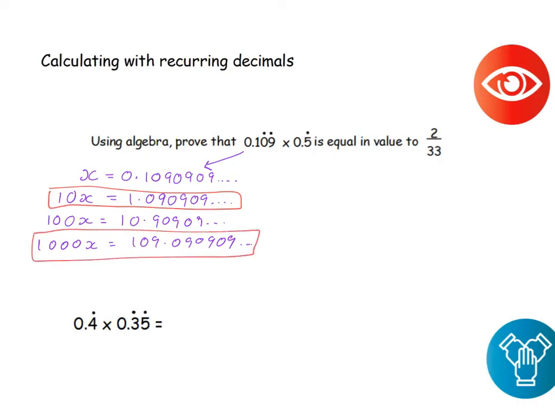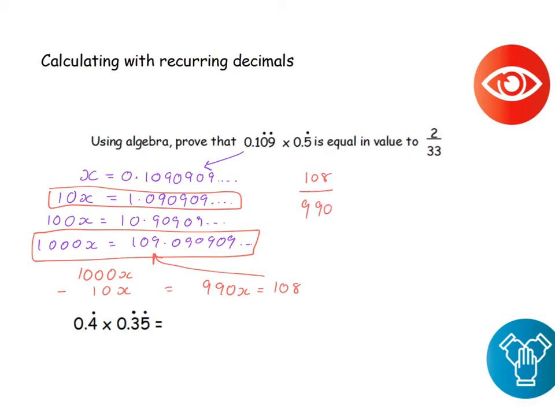So we're going to subtract those. That's going to give me 990x, and that will equal the 108 from those two subtracted. So my fraction for that side is going to be 108 over 990 for the first one.